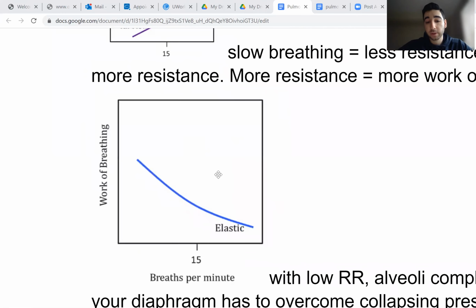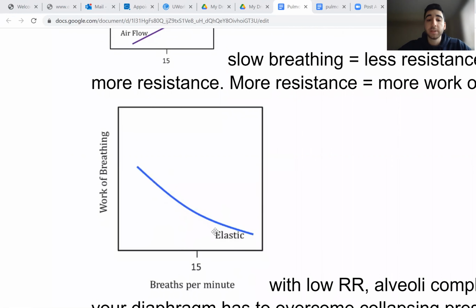Okay, and now there's also another relationship with elasticity. So the faster you breathe, the less time your airways have to collapse in on themselves. And the slower you breathe, the more time the airways have to collapse in on themselves.